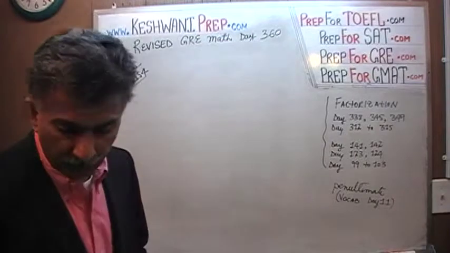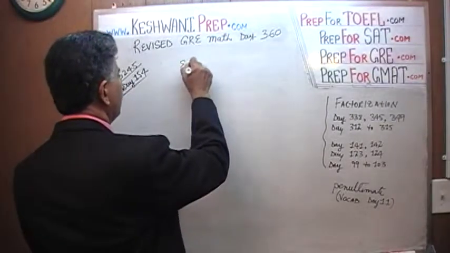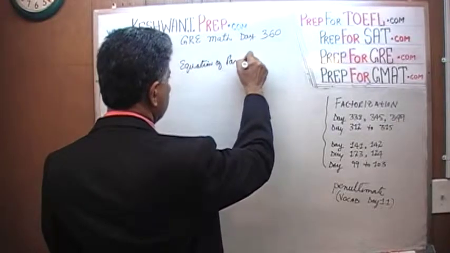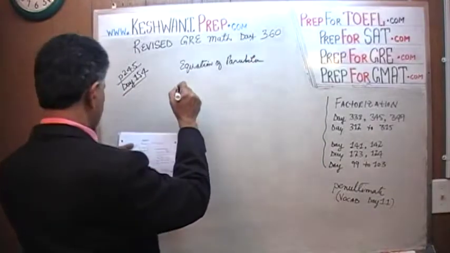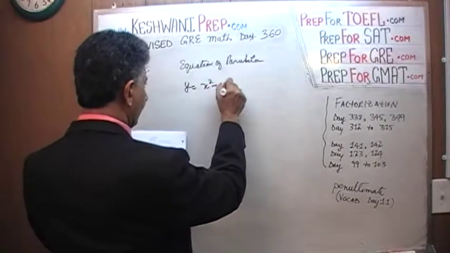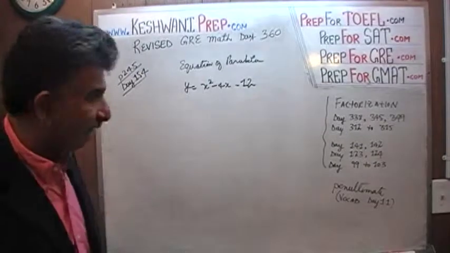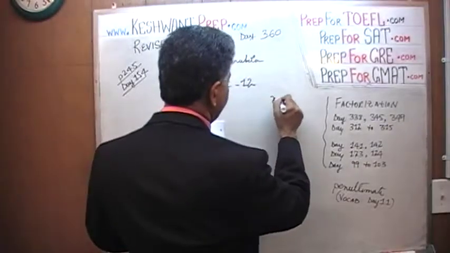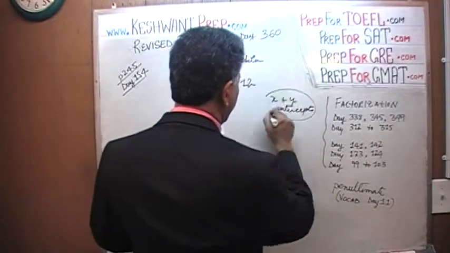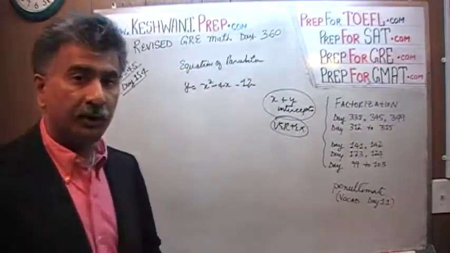Here's what's going on. We are given an equation of the parabola. We are told that y equals x squared minus 4x minus 12. And we are being asked to find the x and y intercept, and the coordinates of the vertex.